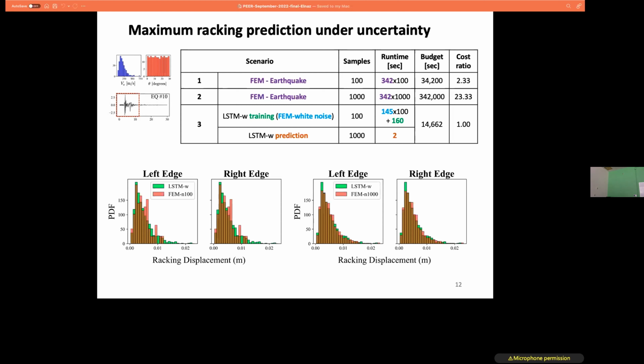So here is how the distributions look. We converge to similar distributions when I increase the number of samples, but with the LSTM-W, I can capture the same distribution at a fraction of the cost that I have here.